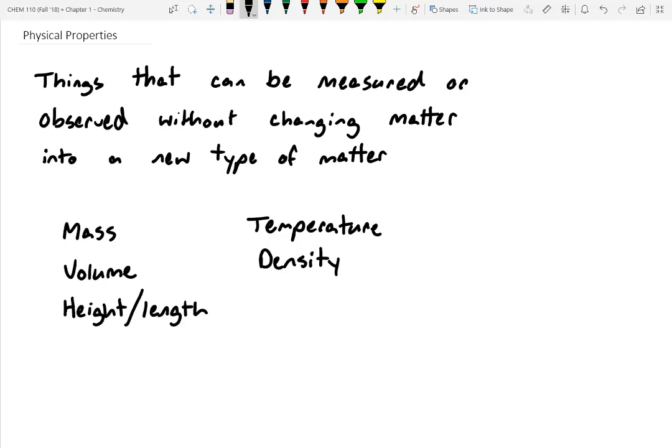Anything else? What do you think? The state of matter. State of matter? Yeah, we can start describing that. We actually have a variety of ways of describing state of matter. So let's talk about that. One thing we can measure is boiling point.